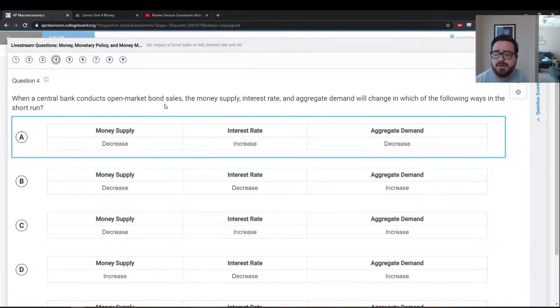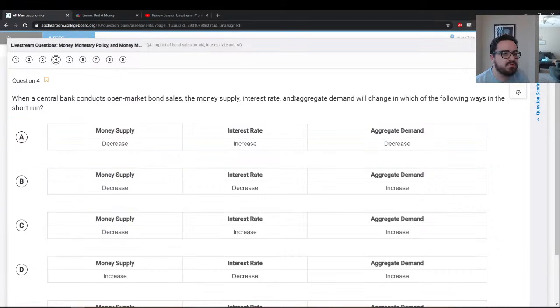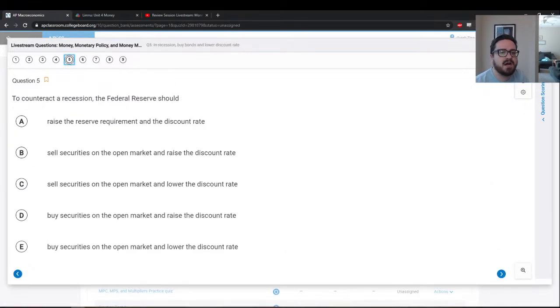It does help to know contractionary monetary policies are supposed to do this. Contractionary policies are meant to slow down the economy. The economy is my aggregate demand, aggregate supply graph, and when it's slowing it down, it's decreasing something. It's pumping the brakes. All right, 5.